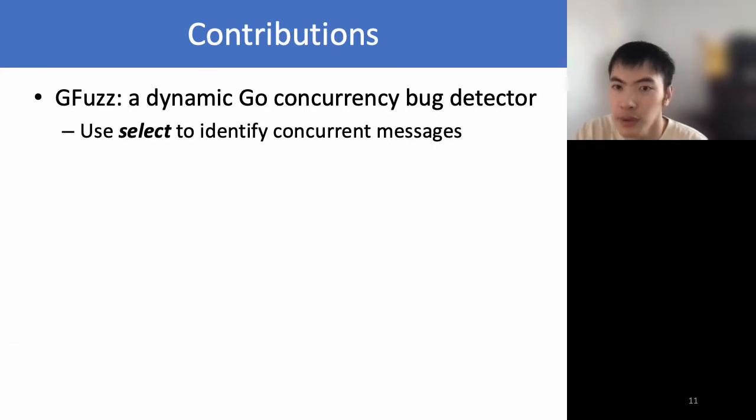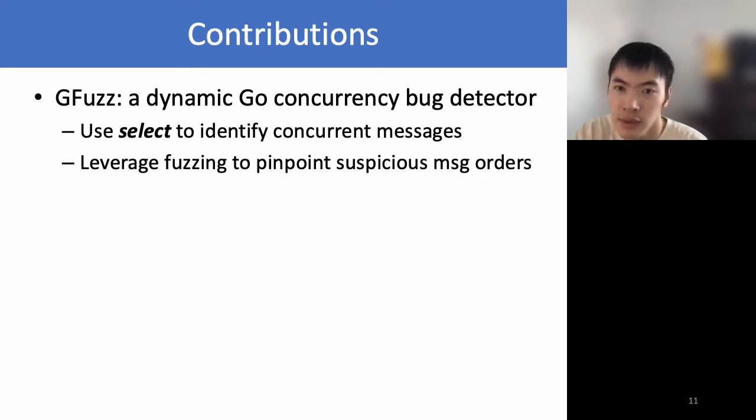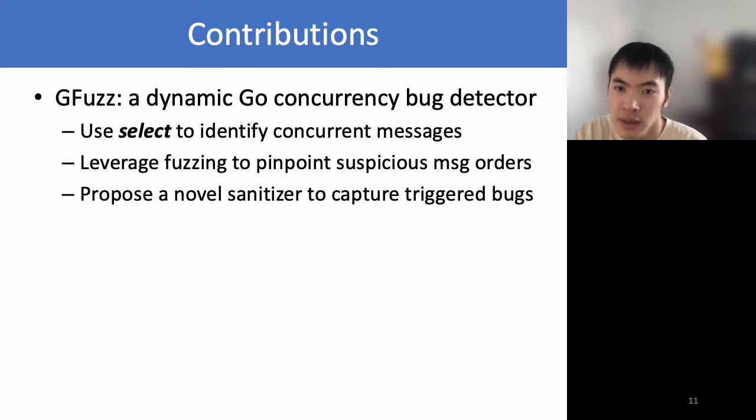We build a tool named GFAS to effectively detect channel-related concurrency bugs in Go programs. GFAS leverages the select statement to identify concurrent messages, applies fuzzing to pinpoint and prioritize suspicious orders, and contains a novel synthesizer to capture triggered bugs.